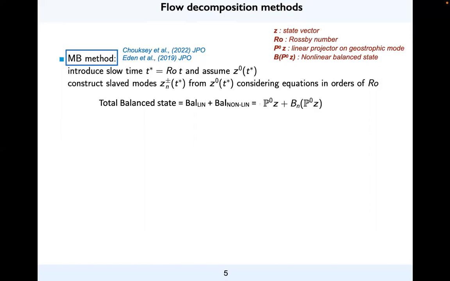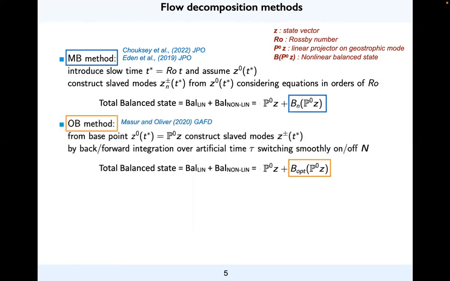Okay, so just on the top is the notation. Z is the state vector, R is the Rossby number, and P dot Z is just the linear projection on the geostrophic mode. So that's the linear balanced state. When you use a balancing method B on this linear mode, you get a nonlinear balanced state. So in principle, your total balanced state consists of the linear balanced part and the nonlinear balanced part. How you derive the linear balanced part is straightforward, which I just showed. But the whole game is about how you get to the nonlinear balanced part, and this is the difference between these two methods. The parts highlighted in blue and orange are the nonlinear balanced states that you get from the high order decomposition, that's the MB method, and the optimal balance method, that's OB.